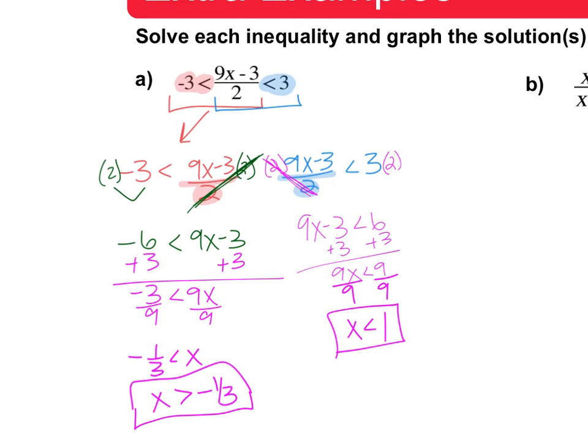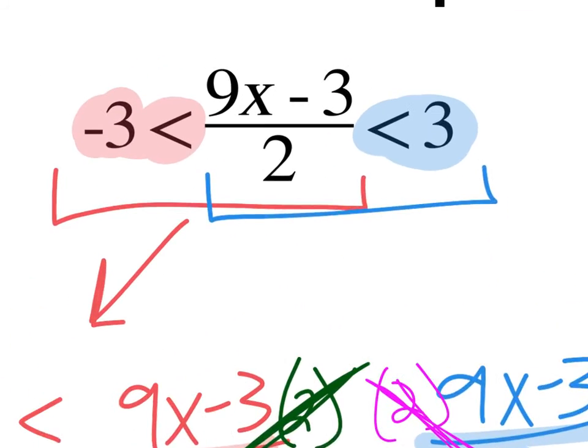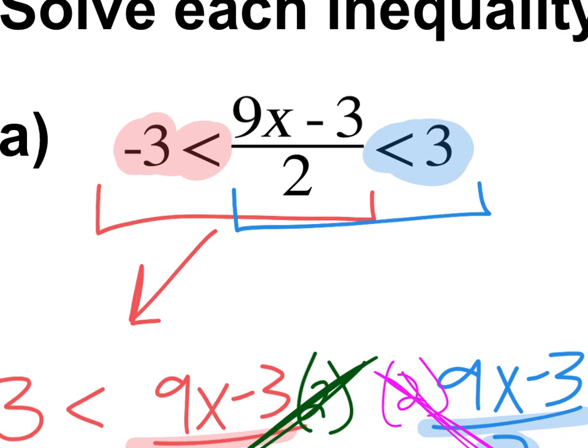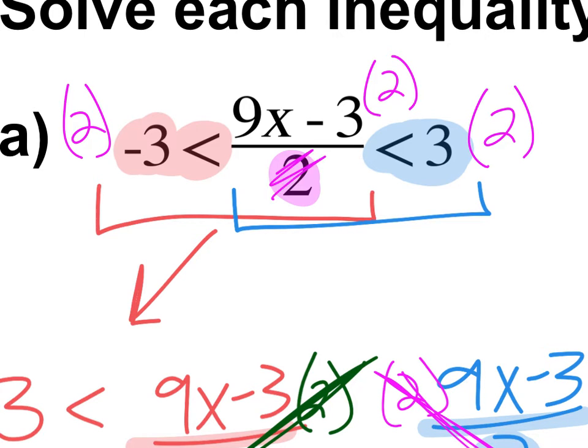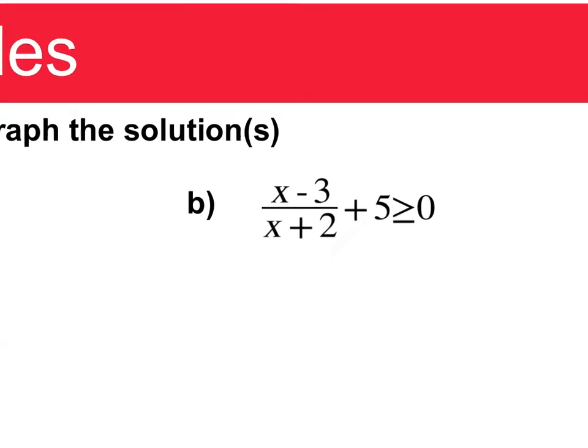All right. The other thing that you could do is up here in the original, because you have the 2 in the denominator, you could right away multiply everything by 2. So then the 2's would cancel, and then you'd get your -6 and your +6 right away. So you could do that right away, or you could wait until you separate it like we did when we solved it. Either way, it works.